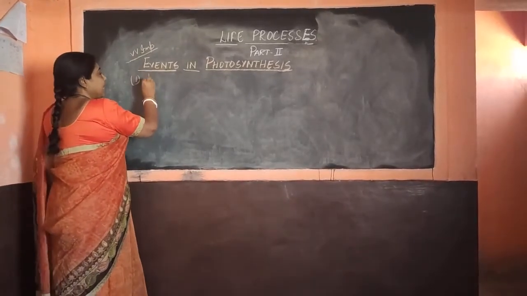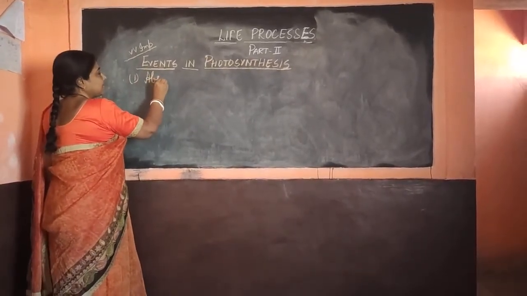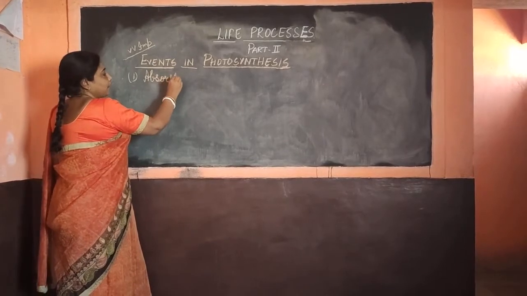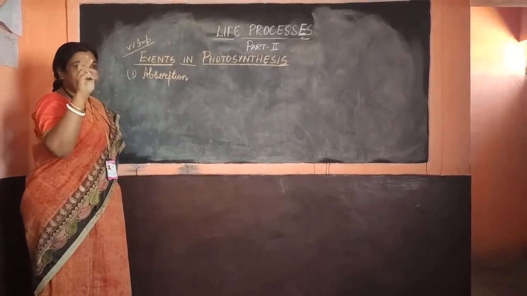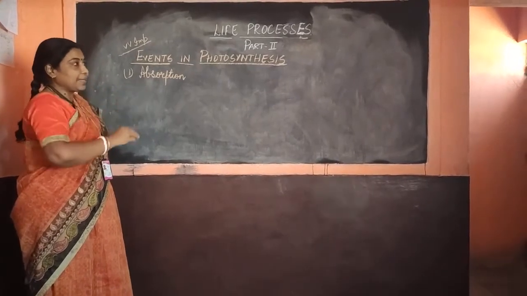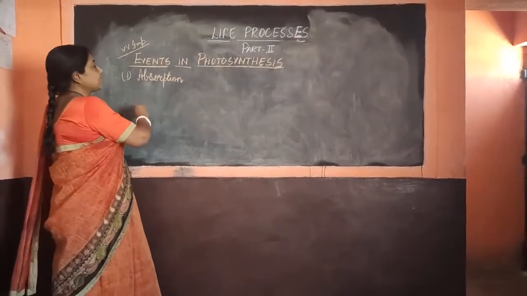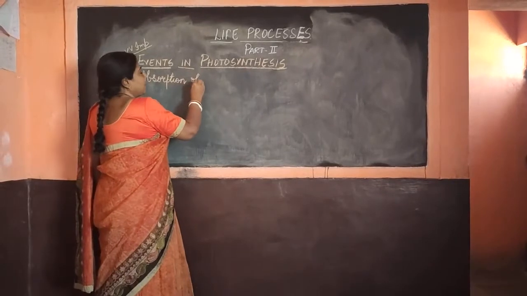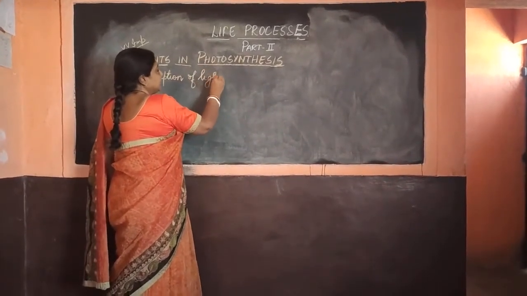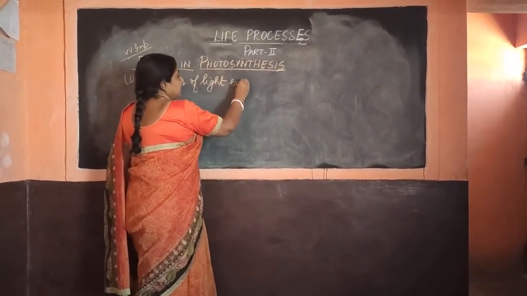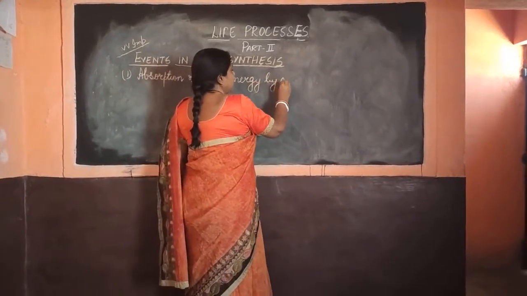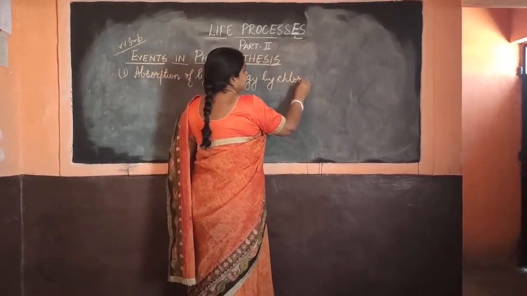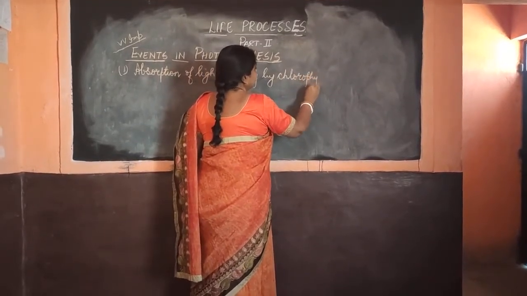First, I have already mentioned, is absorption. What is the first event? Meaning, what all is happening in photosynthesis? These are the 3 things you need to know in this stage. First is absorption of light energy. It is there in your NCERT book also. Absorption of light energy by chlorophyll. The first and the foremost important point.